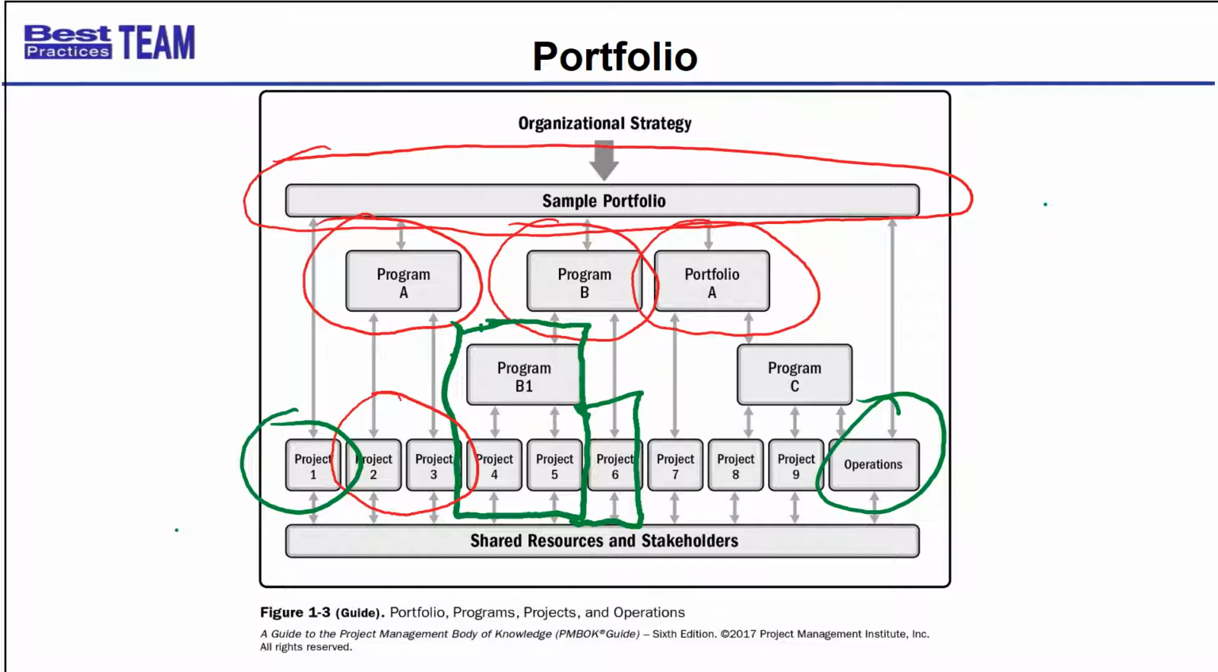So stay with me here. Portfolio A is the most complicated piece of this picture here. Portfolio A has a project that belongs to it, Project 7, that's not part of a program, but it also has a program, Program C, and Program C has 2 related projects, Project 8 and Project 9, and also operations are attached to Program C. So there you have it.